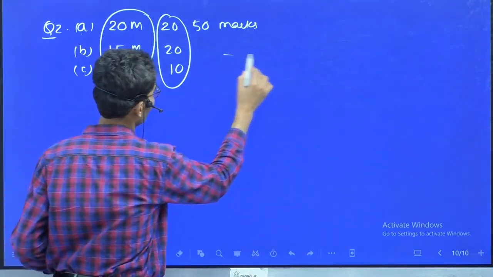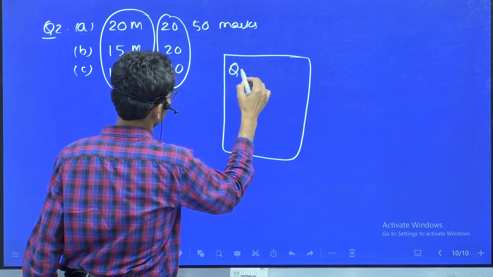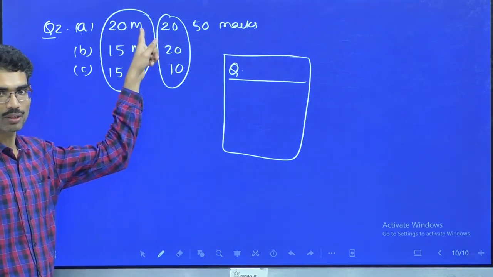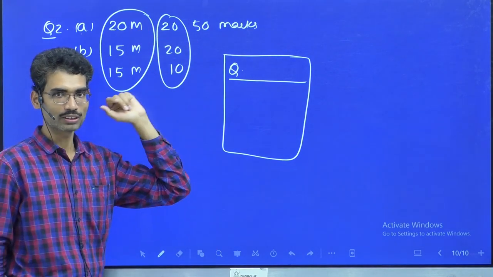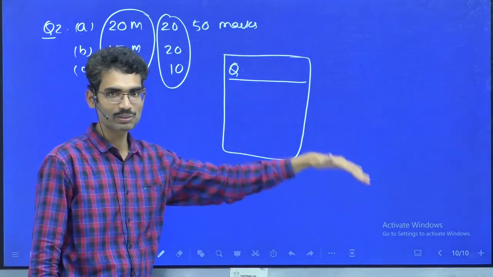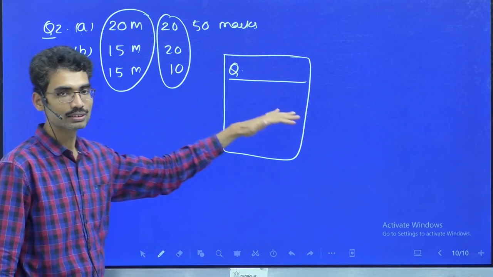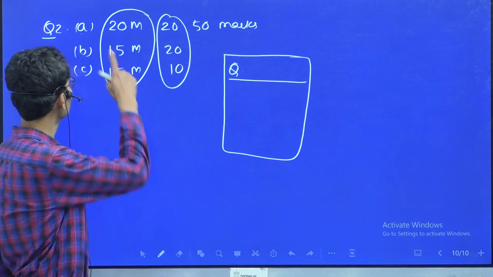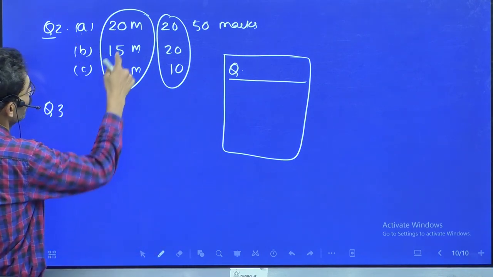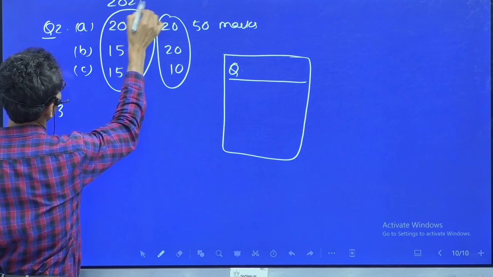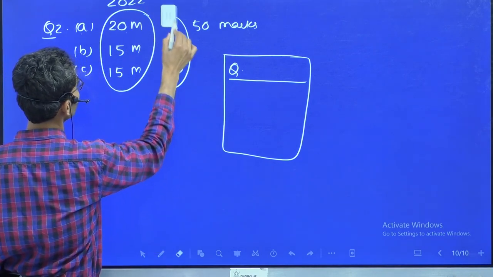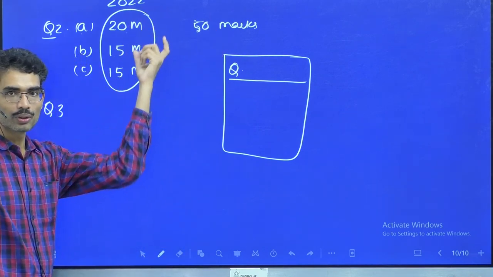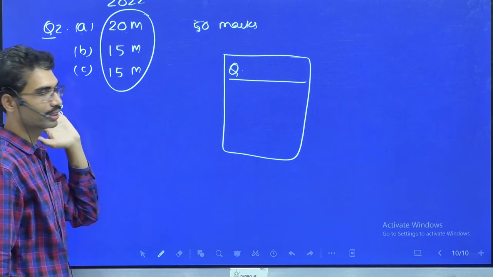UPSC will give the question-answer booklet, the question number is printed, and sufficient space will be given according to the number of marks allocated for that particular part. 20 marks means more space will be given, a 15 marker means less space than a 20 marker, and 10 markers mean even less than that. So question number two: according to last year, 2022, paper one, question number two, was 20, 15, 15.